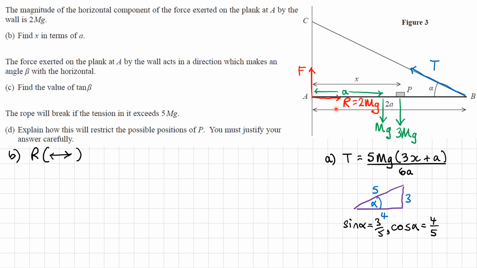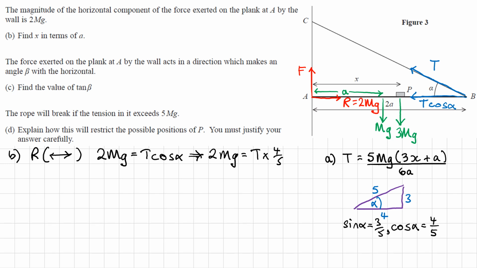That means that I'm going to be resolving forces horizontally. So I have this horizontal force here, 2mg. I also need to find the horizontal component of the tension. So let's draw that in. That will be going in this direction, and that will be T cos alpha. So my equation is going to be 2mg is equal to T cos alpha. You'll remember from part A, we wrote down that cos alpha is 4/5. So I'll have 2mg is equal to T times 4/5.